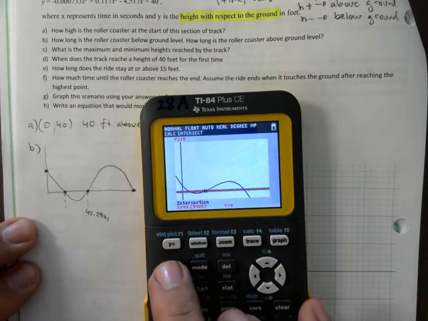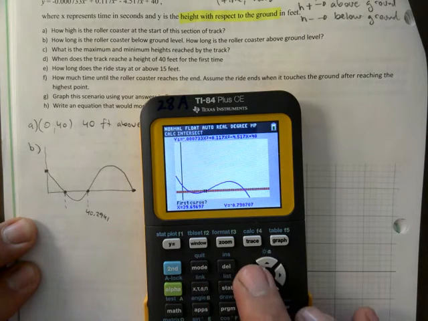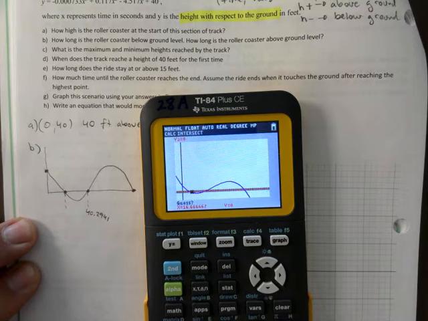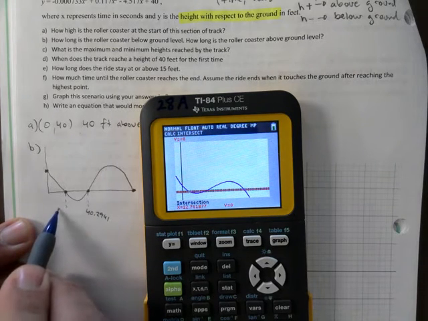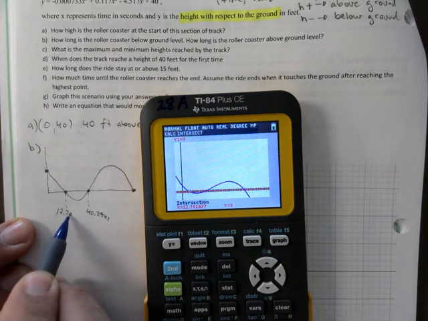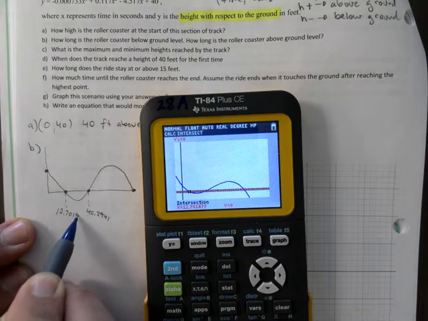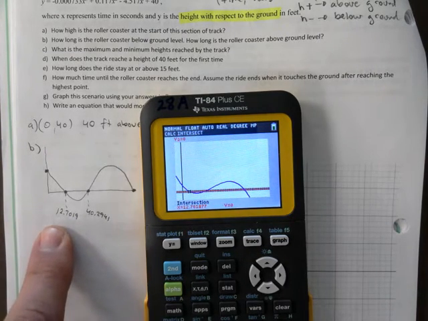And then second trace 5 again. Continue traveling to the next one, hit enter 3 times. And that is 12.7019. Okay? 12.7019.